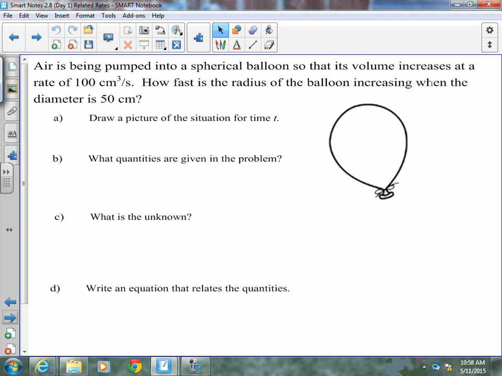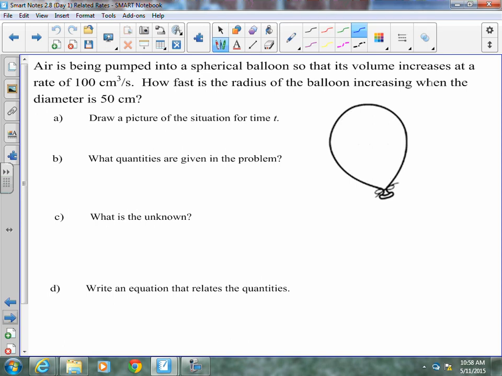It says air is being pumped into a spherical balloon so that its volume increases at a rate of 100 centimeters cubed per second. How fast is the radius of the balloon increasing when the diameter is 50? First thing you should do, and these 5 steps I give you are advice, you don't necessarily have to show them all every time, but you will at least think about it.